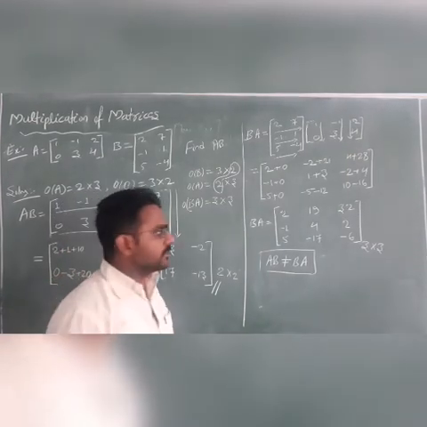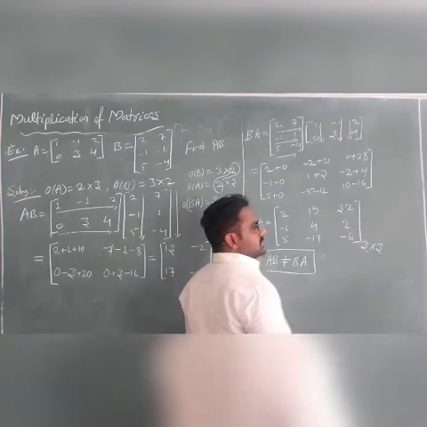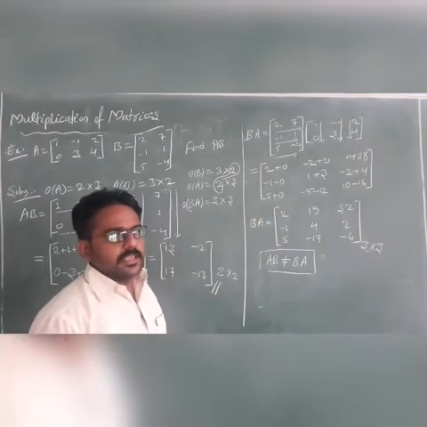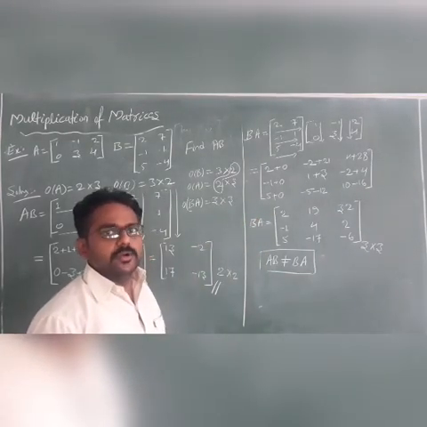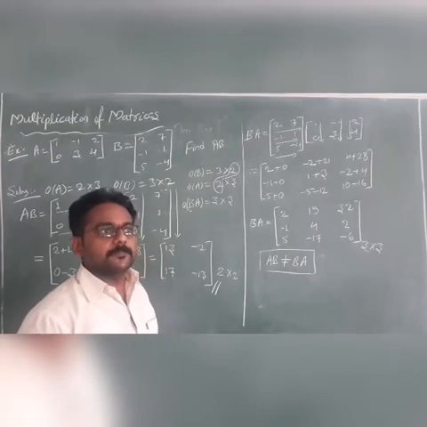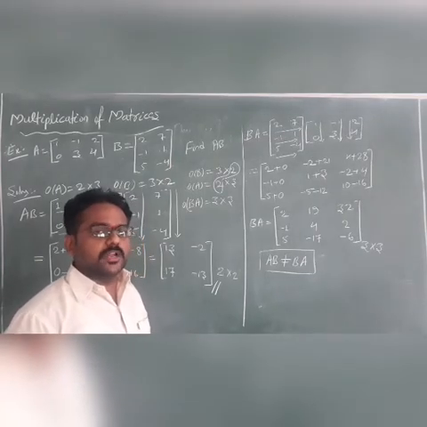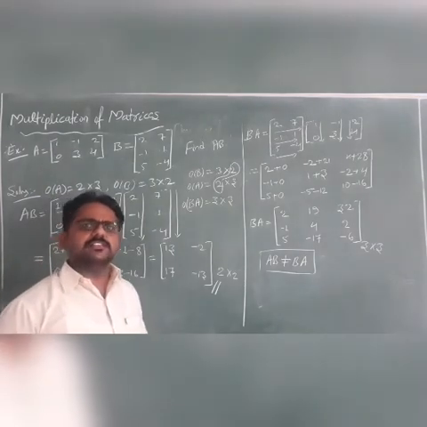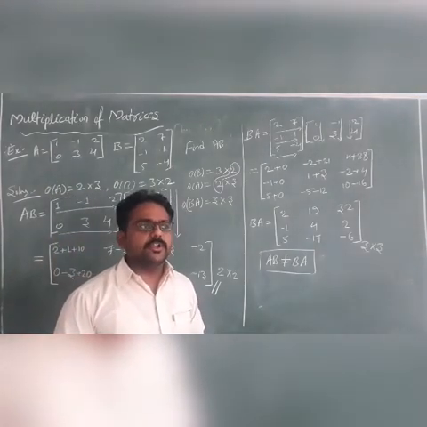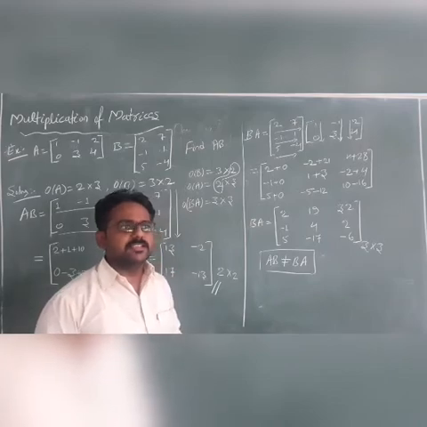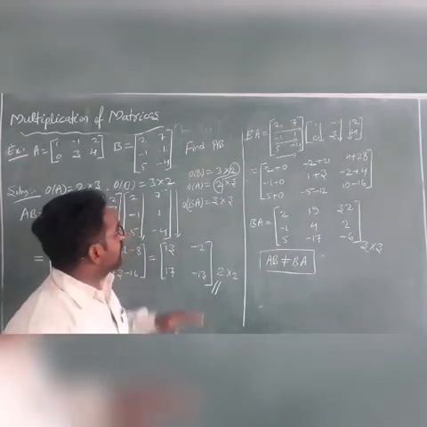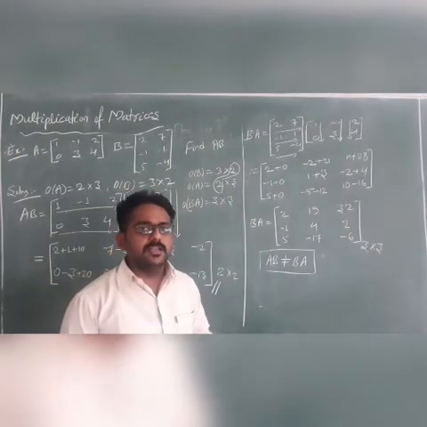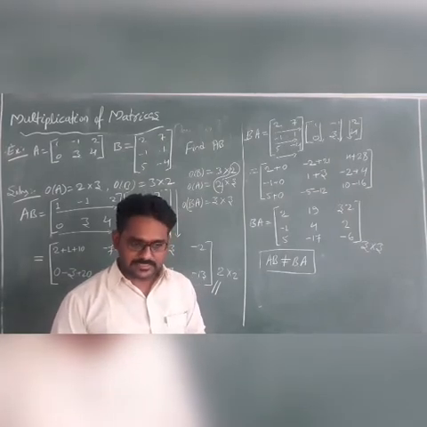What is the commutative property? Already you learned in the addition of the matrices. A plus B is equal to B plus A. Or if you add the two numbers, 2 plus 3 is equal to 5. 3 plus 2 is also again a 5. So commutative property does not exist for the product of the given matrices.